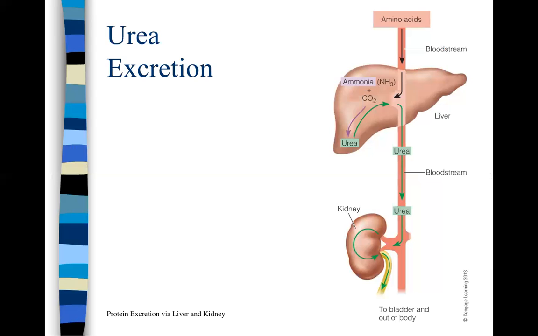So in the liver, the amino group is removed, and that amino group combines with hydrogen and produces something called ammonia. Ammonia is toxic. You may have seen it in household cleaning products. So we do not want ammonia to build up in the body. In order to prevent ammonia from building up, the liver will combine the ammonia with carbon dioxide, or CO2, and something called urea will be produced.